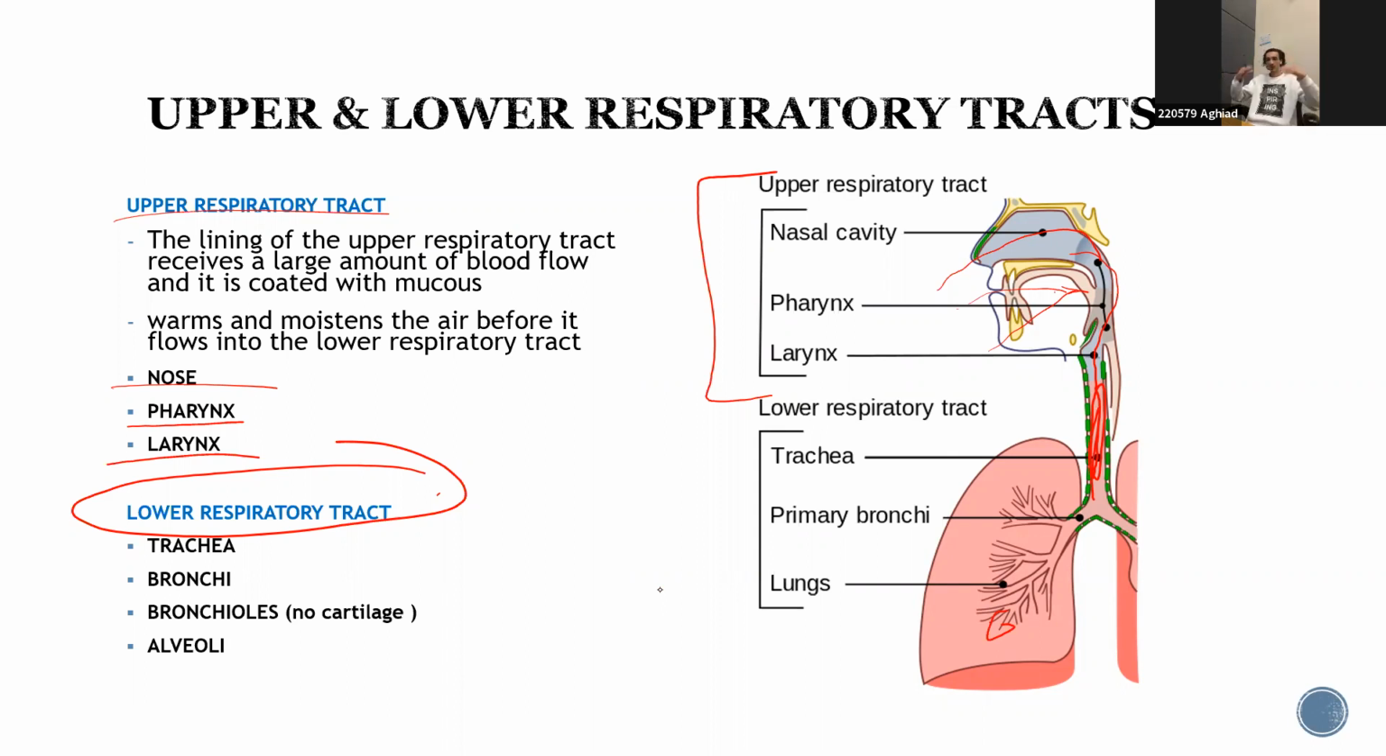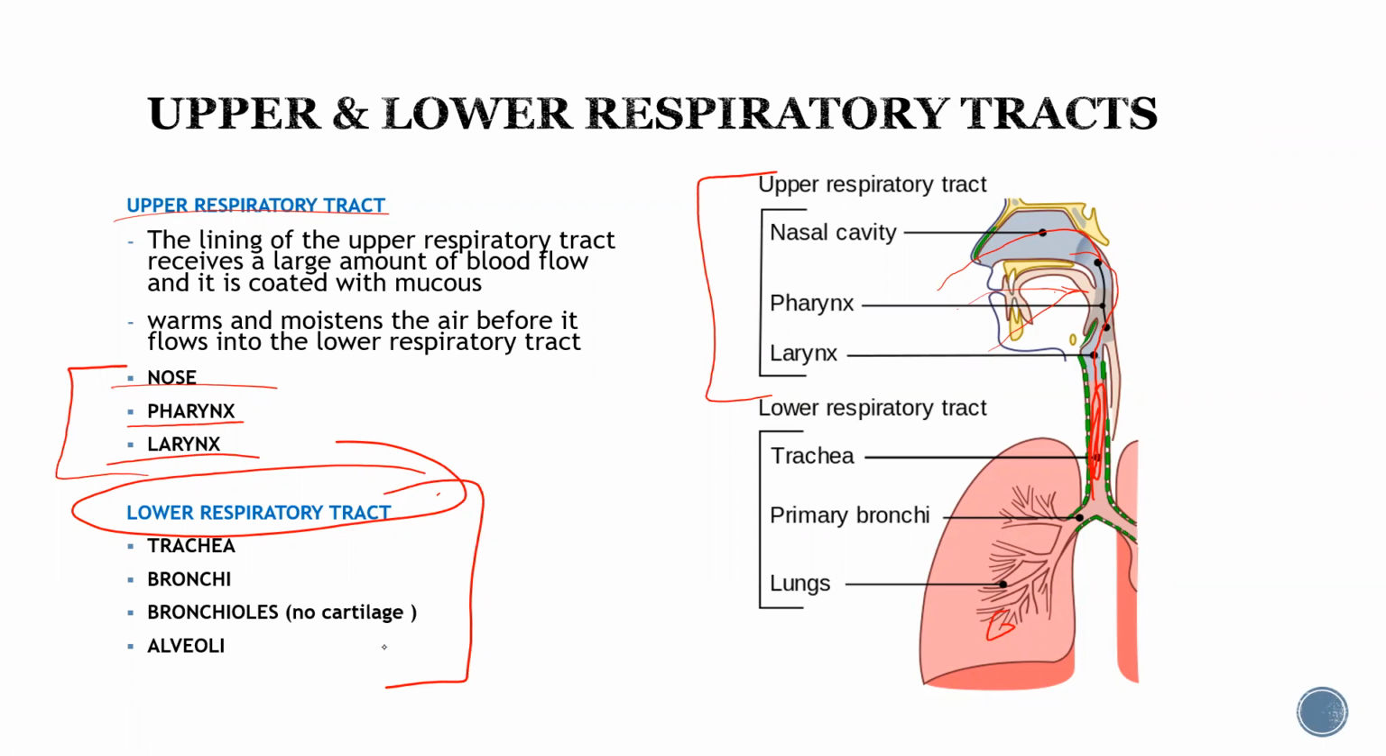And then lower is to receive that air. It also warms the oxygen, obviously, and the air. It warms it up and has a myriad of functions we're going to talk about and discuss later. So this is just a basic, simple division of the respiratory system. So is that clear? Yes. Perfect.